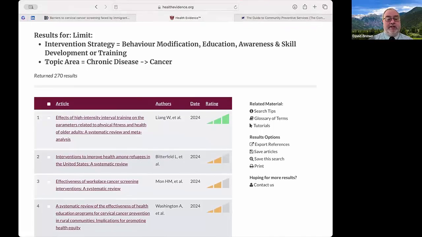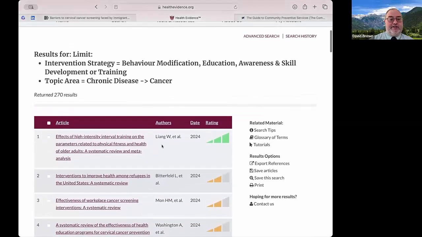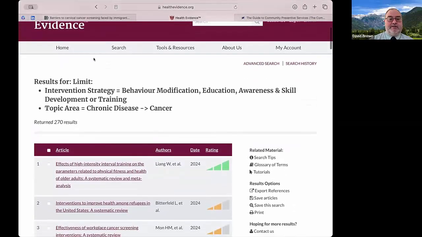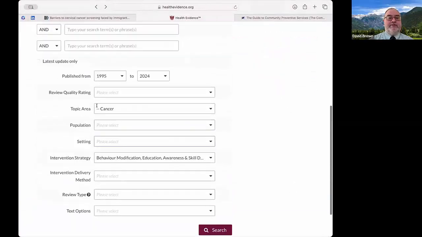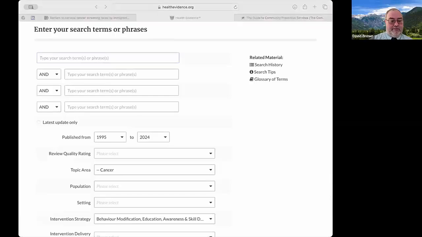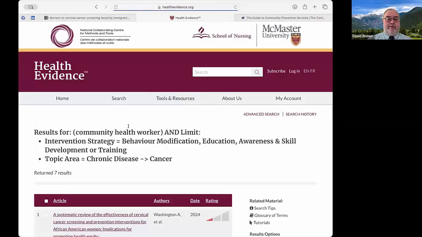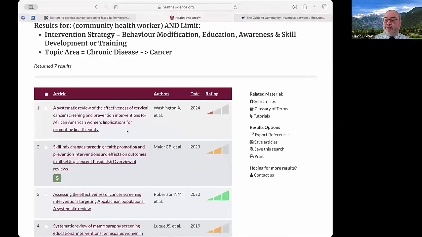So what we can do here is go back and modify this a little bit. We're going to actually type in a key term here that we will use, and I think we'll use community health worker. And when we do that, you see we get down to 7 results, which is very easy, very direct, very straight.